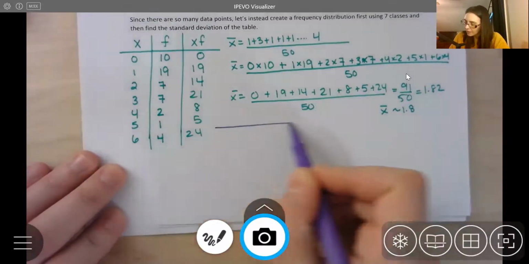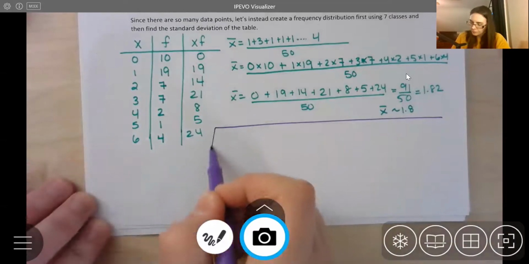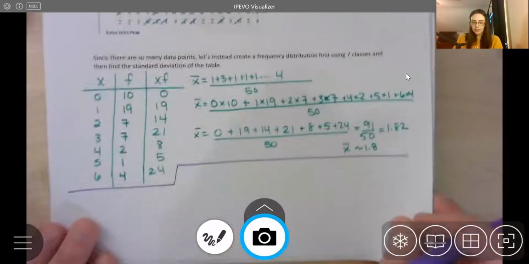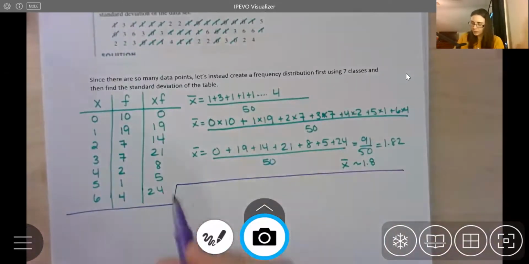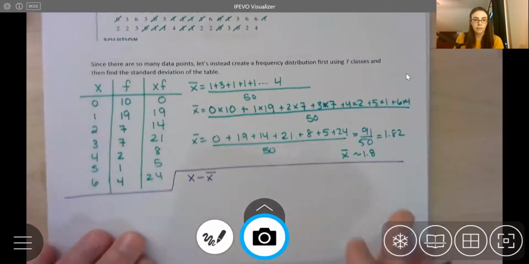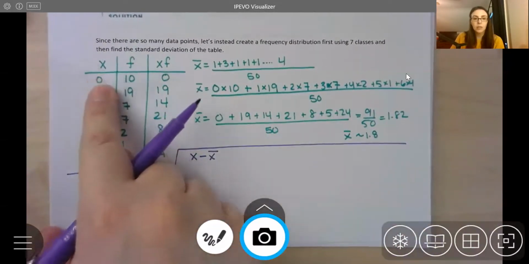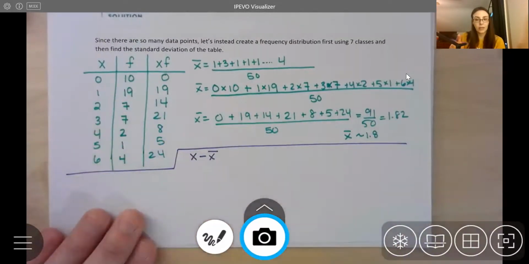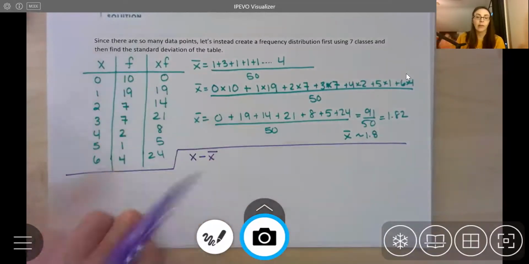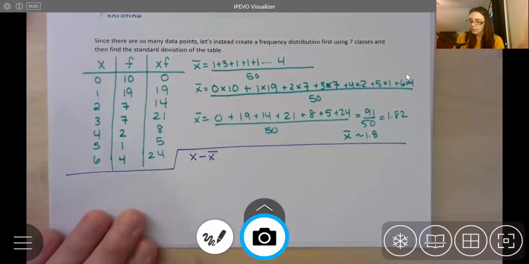So now I'm going to go ahead and find that standard deviation. And I'm going to set up a table here again. And when we find the standard deviation by hand, the first thing we need to do is to take each data point and subtract it with the mean. So again, I'm just going to do this for each individual data point one time instead of doing it all 50 times. And then I'm going to multiply by however many of those I would have in the end.